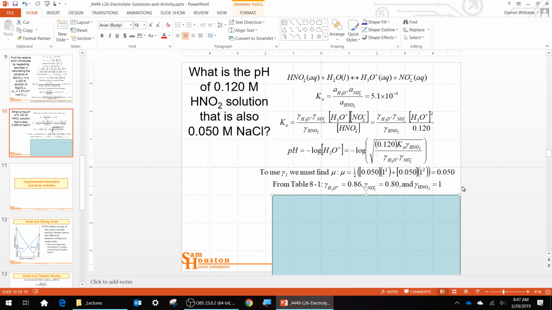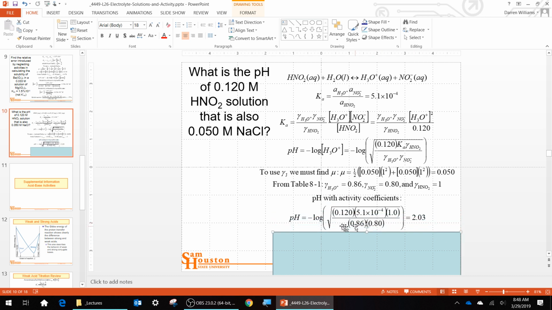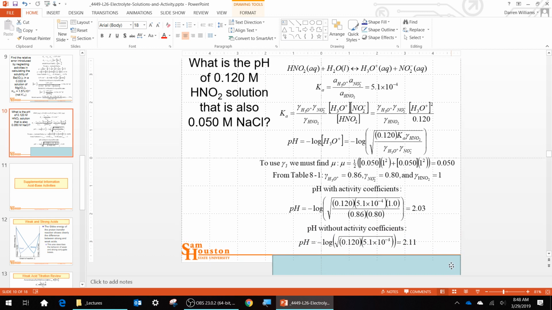So hydronium ion and the nitrite ion, we look those up. It's 0.086 and 0.86 and 8. And so we put all those into the equation. We get 2.03 for our pH for this. Now that's with activities. So what is it without the activities? 2.1. It's different. It's not a lot different, but it's different. That's the point. Okay.